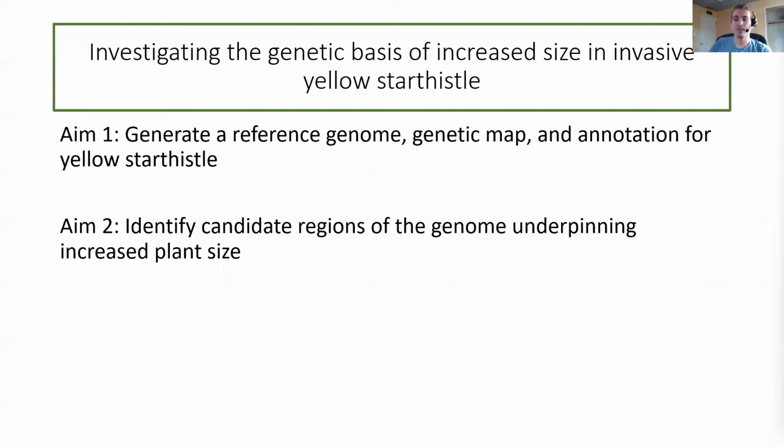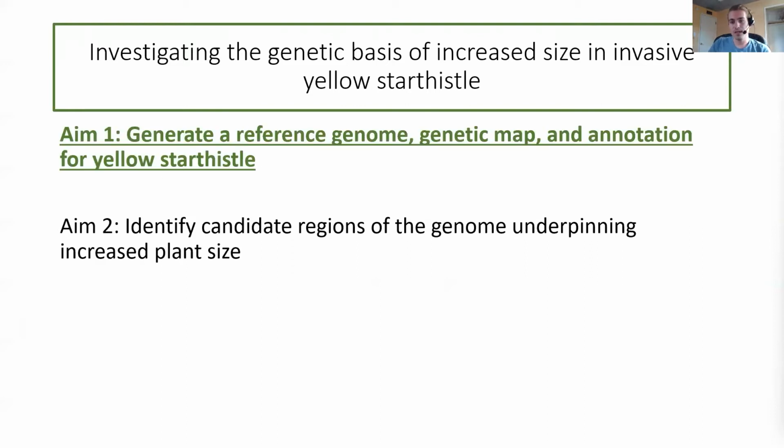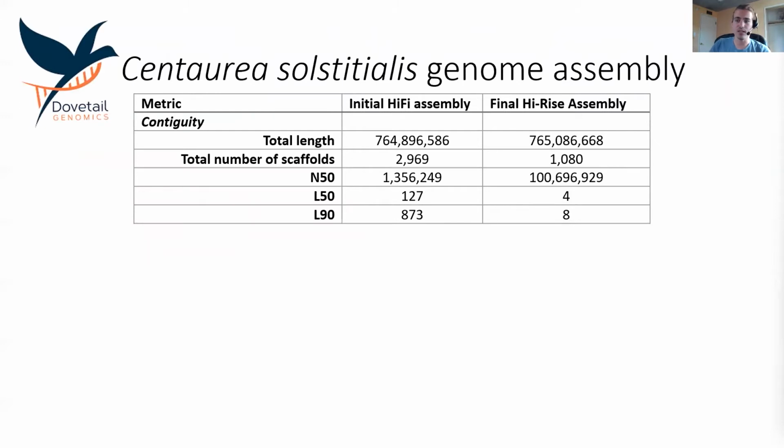The problem, though, is that as with many invasive species, which tend to be non-model organisms, genomic resources for yellow starthistle are currently limited. And so the first step in investigating the genetic basis of increased size in the species was to generate the necessary genomic resources, namely a reference genome, annotation, and genetic map. For the reference assembly itself, we shipped DNA off to Dovetail Genomics. Assembly involved the construction of a draft assembly using PacBio HiFi reads, and then subsequent scaffolding using proximity ligation data via Dovetail's Omni-C technology, which is a spin on standard Hi-C.